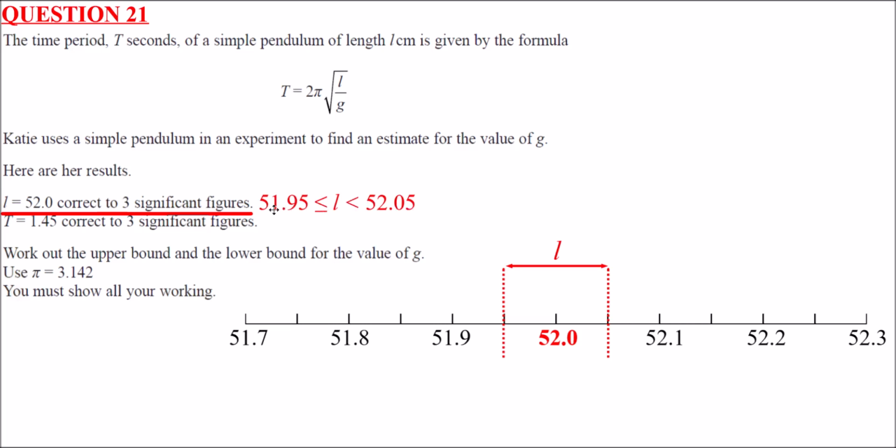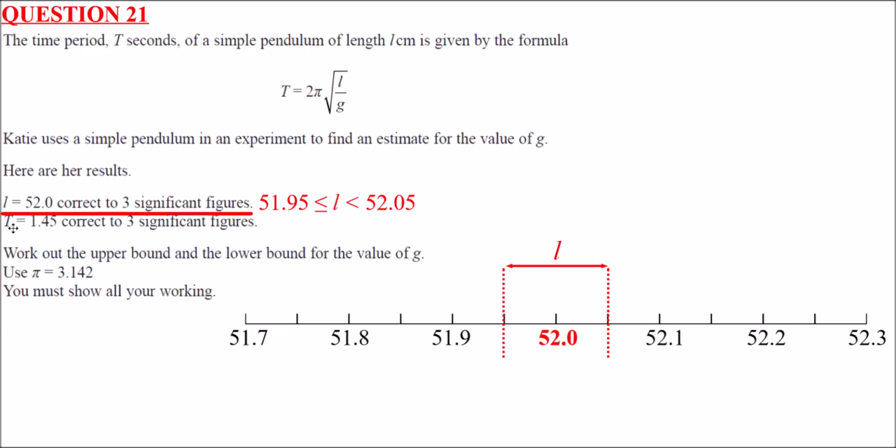So L is allowed to be 51.95, because if it were that exactly, it would have rounded up. But L has to be definitely less than 52.05. It can be as close to it as you like without touching it, because if it were actually 52.05, technically that would have rounded up to 52.1. So that's why we have a different inequality symbol here.